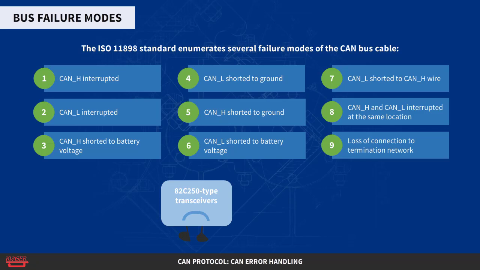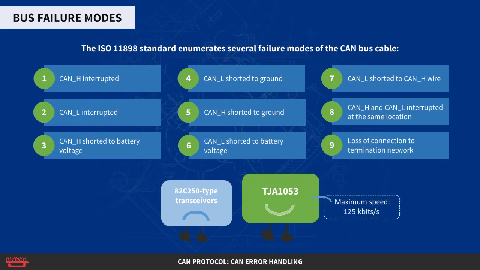There are fault-tolerant drivers, like the TJA1053, that can handle all failures though. Normally you pay for this fault tolerance with a restricted maximum speed. For the TJA1053, it's 125 kilobits per second.